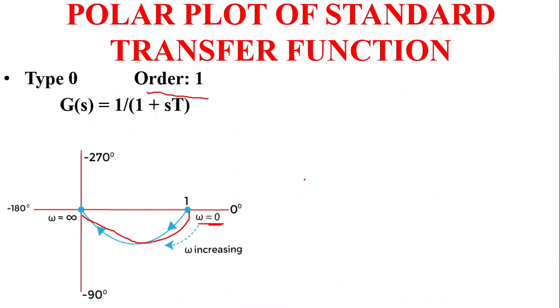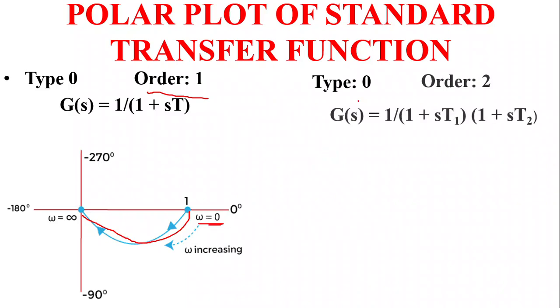And the second case is type 0 and order 2. The general transfer function of this type 0 order 2 system is G(s) equal to 1 divided by (1 plus sT1) into (1 plus sT2). How do we find the type and order? The type number indicates how many poles exist at the origin, and the order of the system indicates how many poles exist in our transfer function.